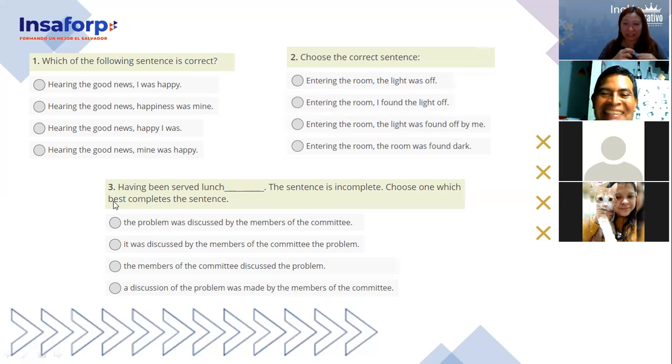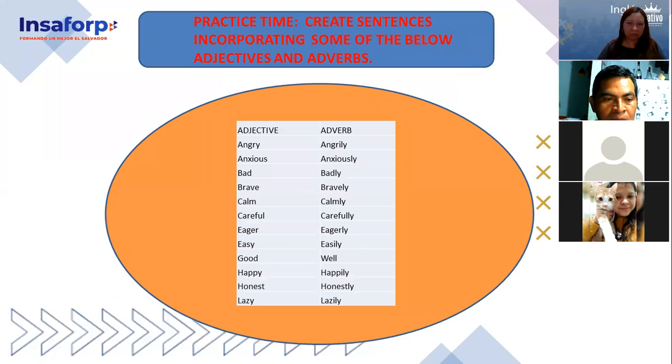Necesito saber si hay preguntas hasta ahorita. Algo que los confunda, algo que hay que reforzar. No. All right. For the practice, we were supposed to create sentences incorporating some of the adjectives and adverbs. Ya casi se acabó la clase, así que no vamos a hacer esa práctica ahorita. Pero sí quiero dejarles en mente lo que les mencionaba.